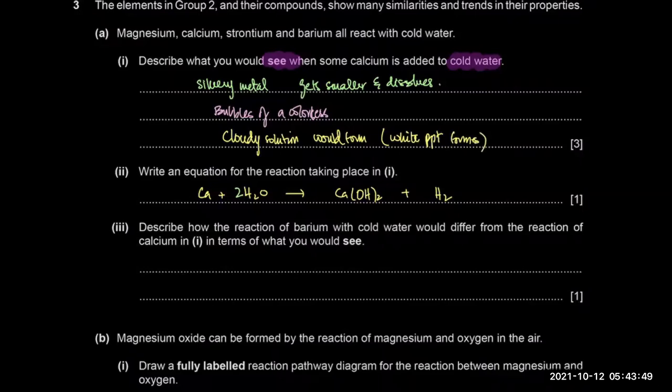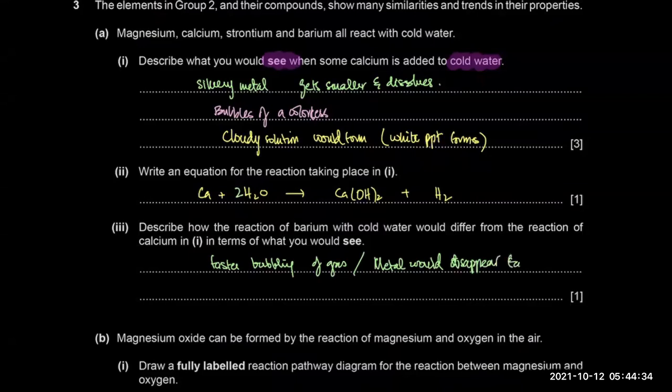Describe how the reaction of barium with cold water would differ from the reaction. How would the reaction with barium differ? First of all, would it happen faster or slower? It would be more vigorous, right? So if you were to observe it, what would you observe? You'd see faster bubbling of gas, right? You can also say that the metal would dissolve faster or would disappear faster.